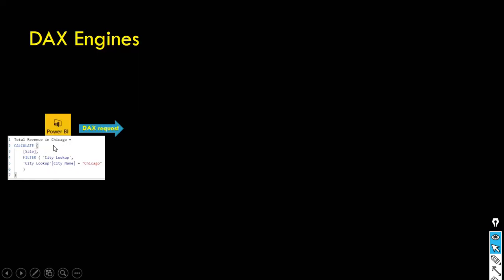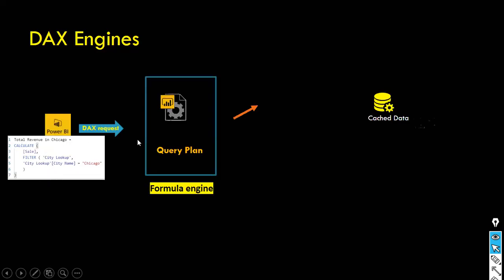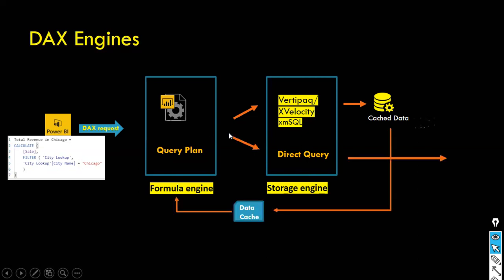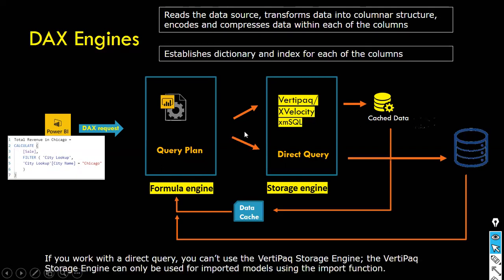Once you write a DAX query, it will send a request to your formula engine. The formula engine accepts your DAX request, processes it, and generates the query plan. This query plan will be sent to your storage engine, and depends on the type of storage mode. For example, you have used the import connectivity mode.